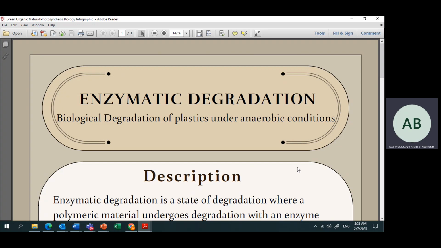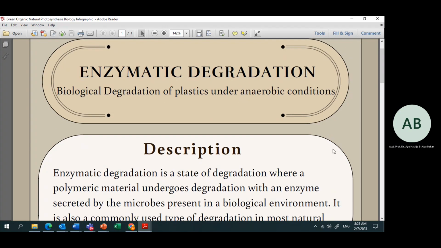Enzyme degradation, which group? The girls, right? So what is enzymatic degradation about? We focus on the plastic, organic waste for plastic. Okay, can you discuss a bit? What is this about?